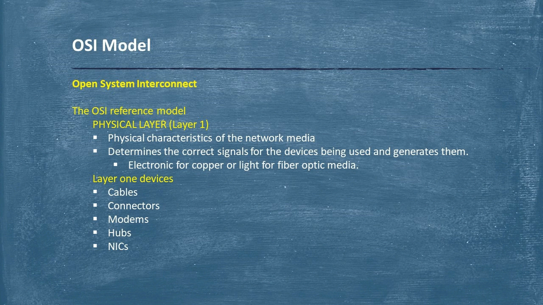First we will take the physical layer. The physical layer is concerned with the cables, connectors, modems, hubs and NIC, that is, network interface card, and the physical characteristics of the network media. The physical layer determines the correct signal for the devices being used and generates them. The signals are electrical for copper or light for fiber optic media.